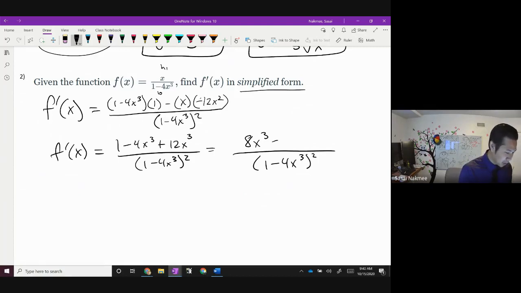8x cubed. Did I do any other mistakes anywhere else? I'm a little paranoid now. Is everything else okay? I hope that's okay. Plus 1. Aha. All right. No, you're good? All right, sweet. And then I think that is the simplified version. Yeah, I think that is.